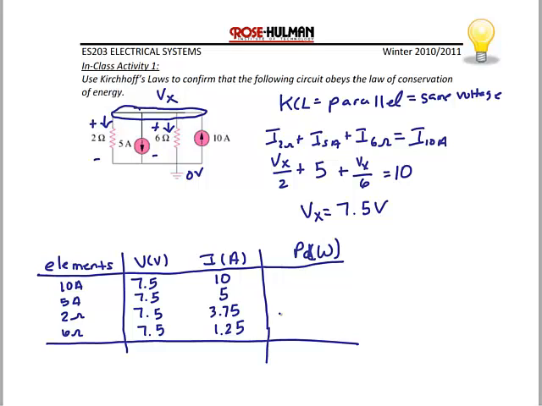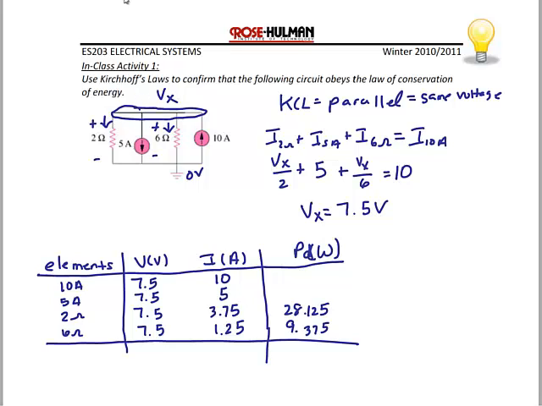For the 2 ohm resistor, it's 7.5 times 3.75, which is 28.125 watts. For the 6 ohm resistor, it's 7.5 times 1.25, which is 9.375 watts. For the current sources, we have to go back to the circuit.